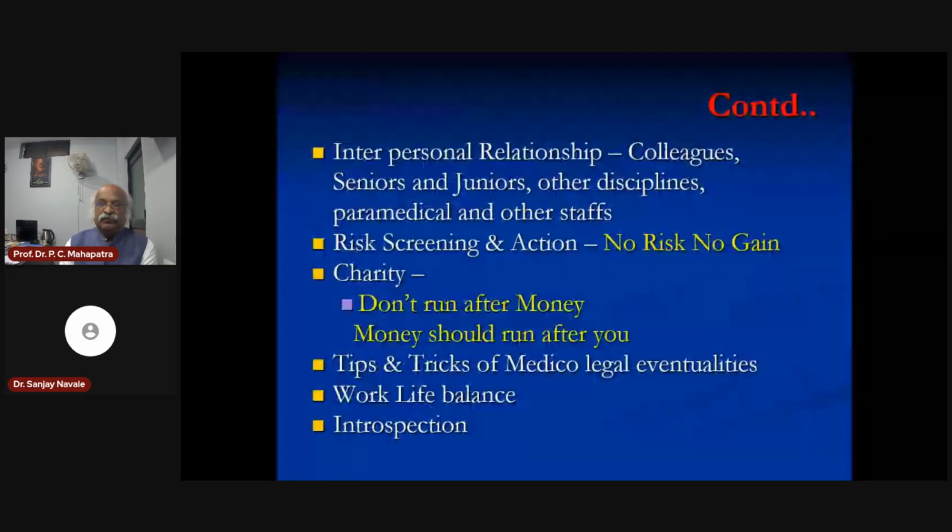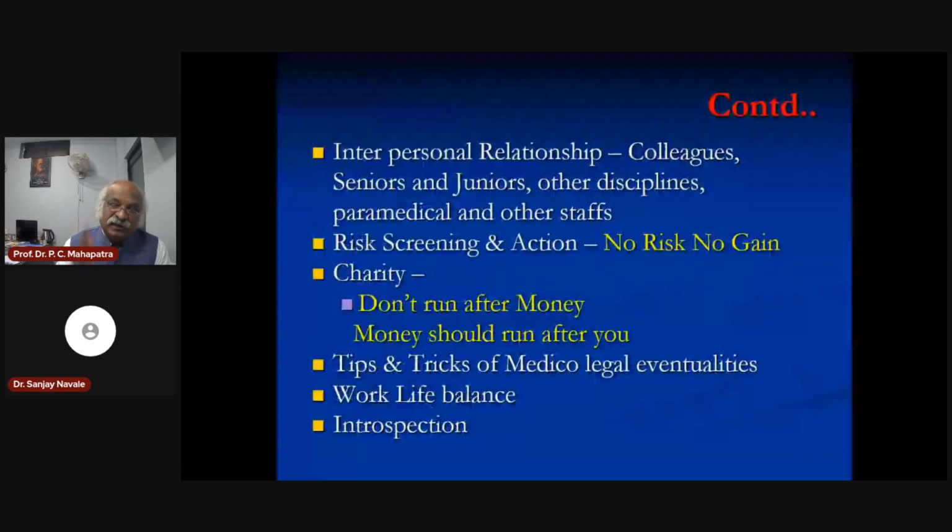Take risk, no gain. Charity, I think this is part and parcel, and I am proud of my obstetricians and gynecologists. They are the leaders in charity in contrast to other faculties of medicine. Don't run after money. Money should run after you. Take it, this is a Bible. I think it's 100% true, and I practiced it, and I preach it to all my students.